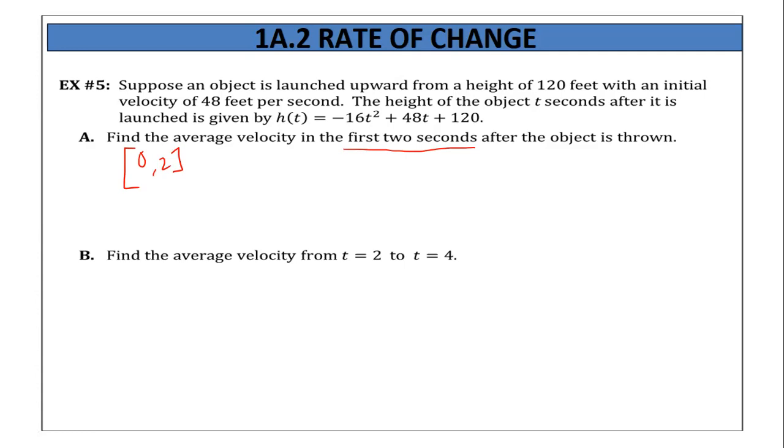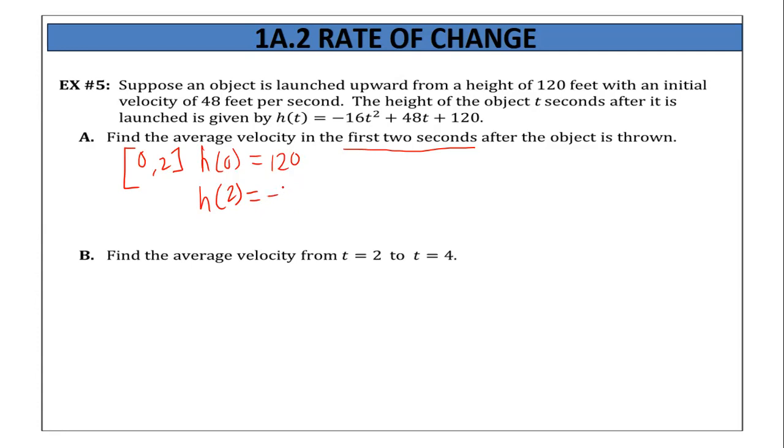Okay. Now, this one is not a graph. We have to actually find what your outputs are. What is your output at 0? What is your output at 2? So we have to calculate h of 0 and h of 2. H of 0 is easy, because when I plug 0 in for each variable, I'm left with just 120.